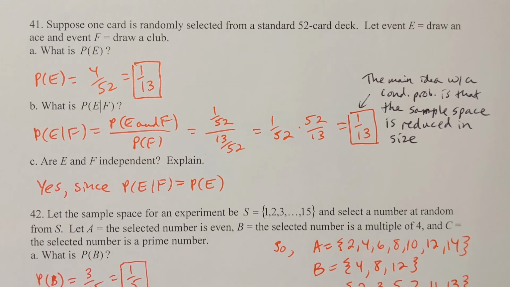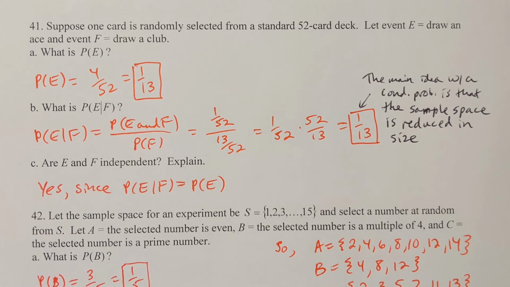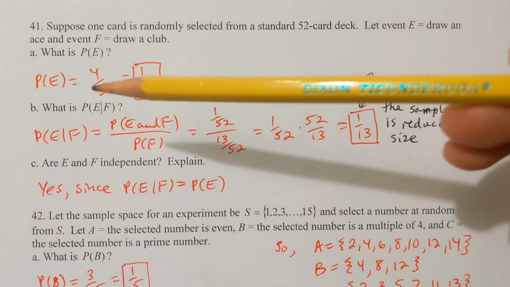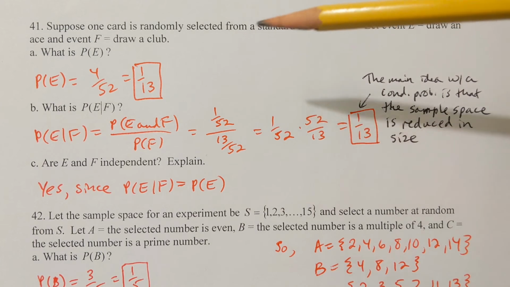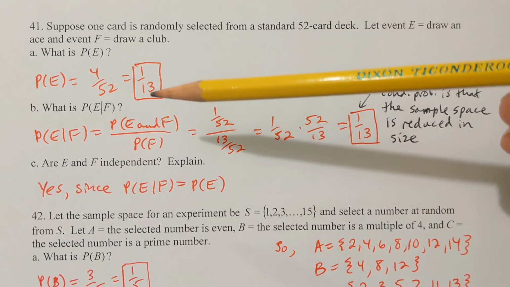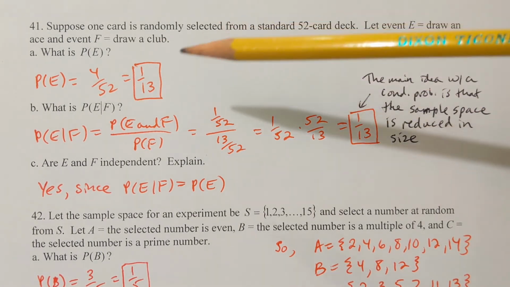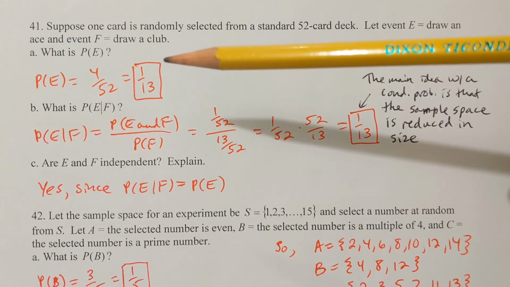Problem 41 says, suppose that one card is randomly selected from a 52-card deck. Let E be the event that we draw an ace and F be the event that we draw a club. Okay. Part A, what is the probability of E? Well, the probability that we draw an ace, there's 4 aces in a deck out of the 52 cards total. 4 of 52 is 1/13. Okay, so there's nothing new there. That could have been in section 11.1.